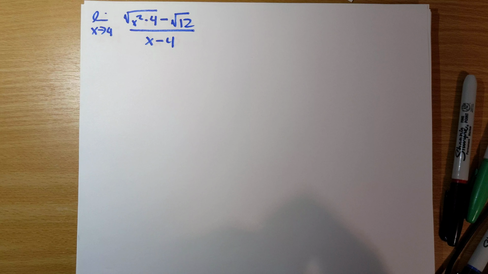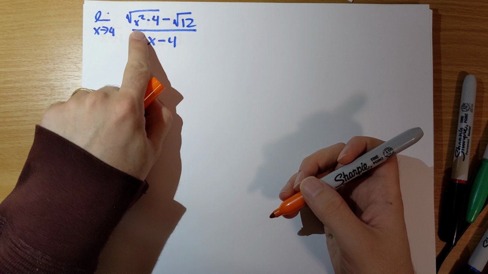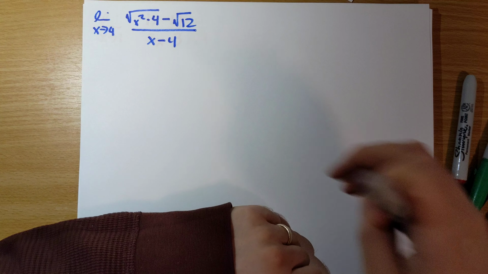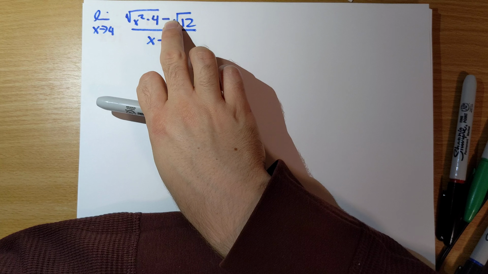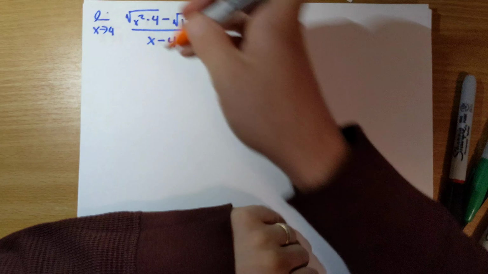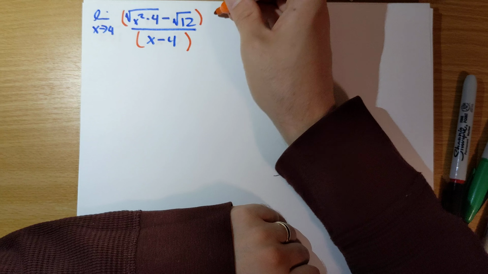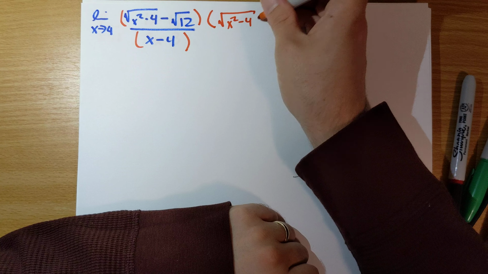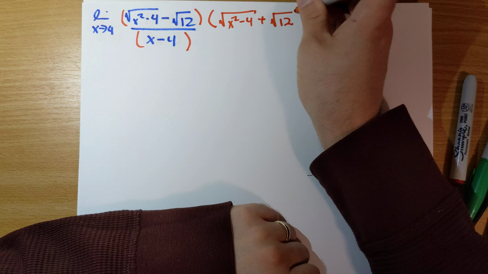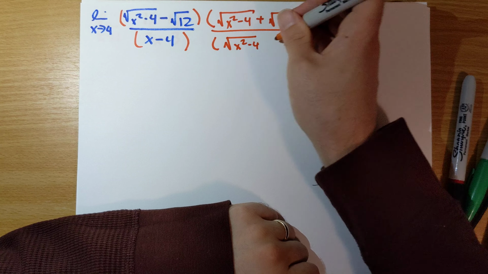Problem number 39. We need to evaluate these limits here. When we plug in x equals 4, we get square root 12 minus square root 12, which is 0 upstairs, over 4 minus 4, which is 0 downstairs: 0 over 0. Let's manipulate. Let's multiply through by the conjugate of this expression.